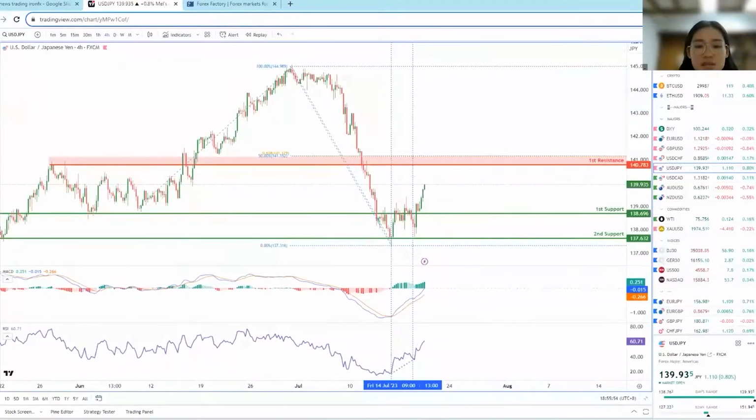Okay. As of now, we will continue to expect it to rise to our first resistance.